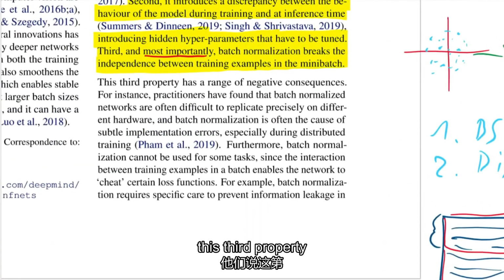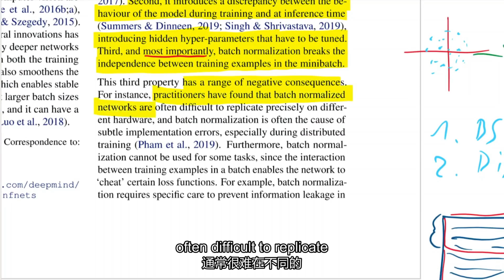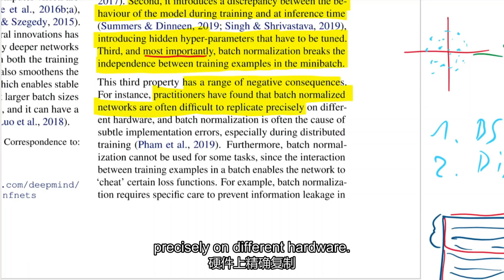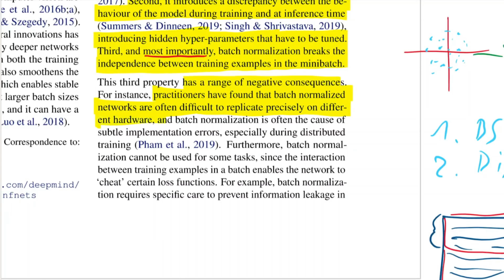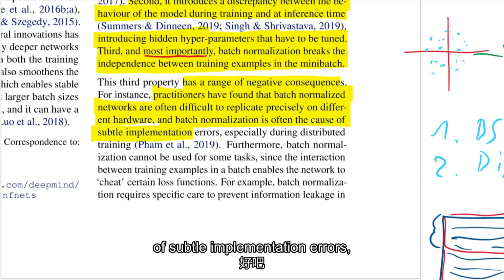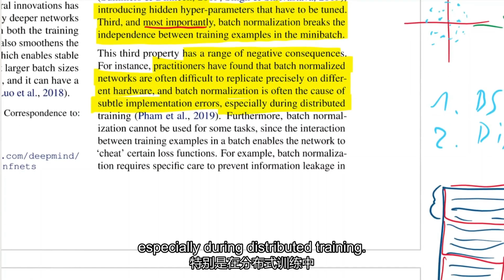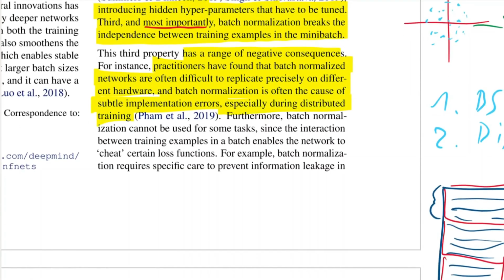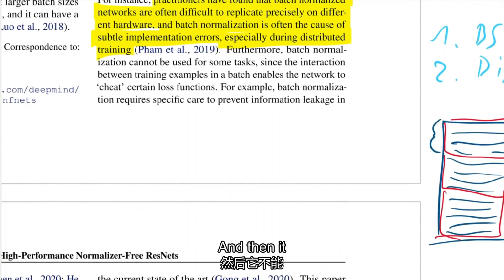So they say this third property has a range of negative consequences. Practitioners have found that batch normalized networks are often difficult to replicate precisely on different hardware. Batch normalization is the cause of subtle implementation errors. Okay, well, yeah, especially during distributed training. And then it cannot be used for some tasks since the interaction between training examples in a batch enables the network to cheat certain loss functions.